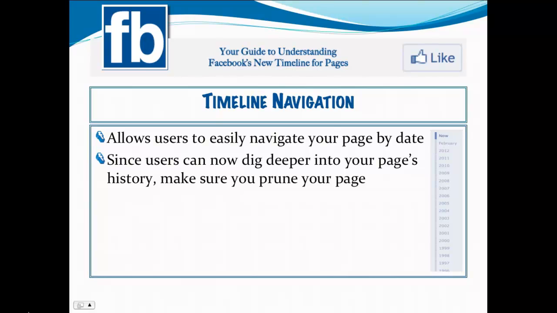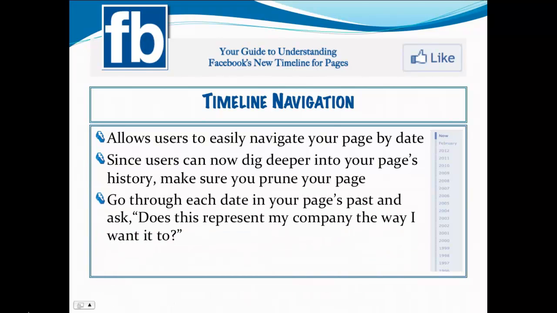So this allows users to dig a lot deeper into your page, so you want to make sure that you don't have anything that is negative in there. Okay, you want to go through each date, and then you as the page owner, acting as a user, you want to ask yourself, at every step of the way, at every little click that I make, does this represent my company? The way that I'm seeing my page right now, does this represent my company the way that I want it to? And if it doesn't, then you want to edit that and make sure that every date and every way that a customer or a user can interact with your page is representing your company the way that you want them to see it.